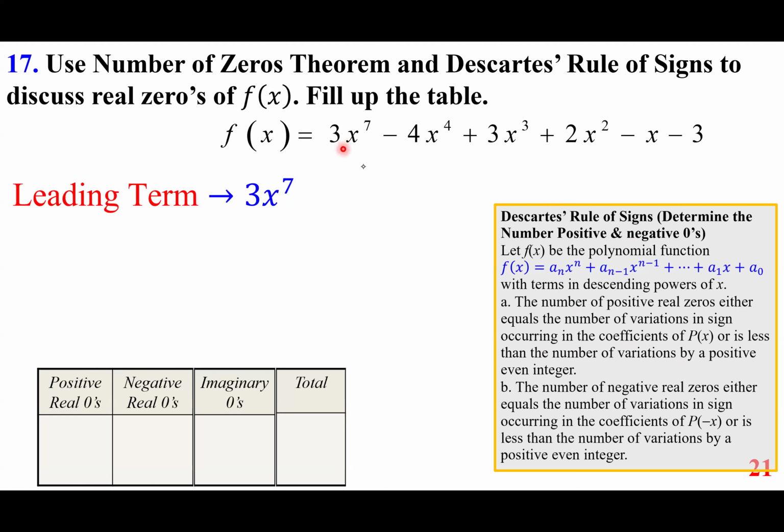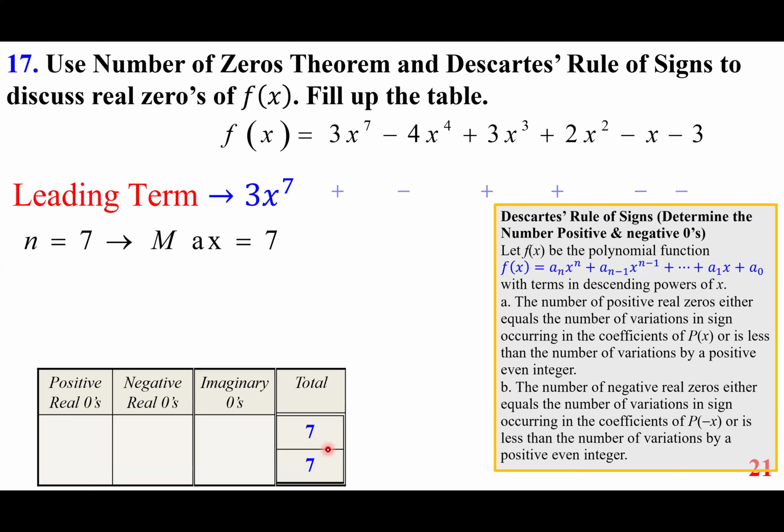So the leading term is 3x to the power of 7. n equals 7, so the maximum number is 7. So this is 7, everybody. That's the first thing, the maximum number of zeros.